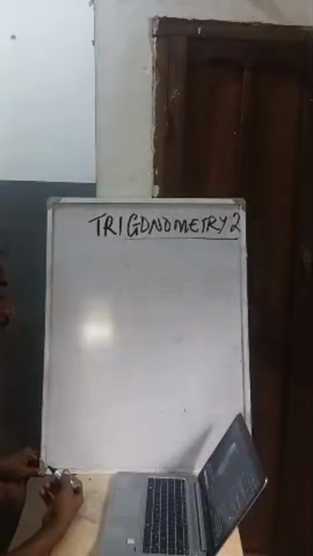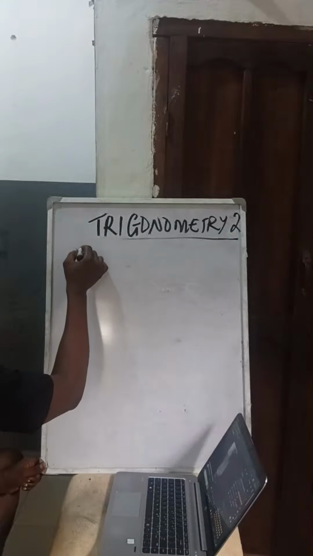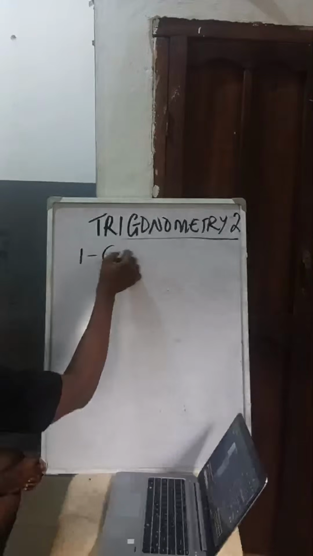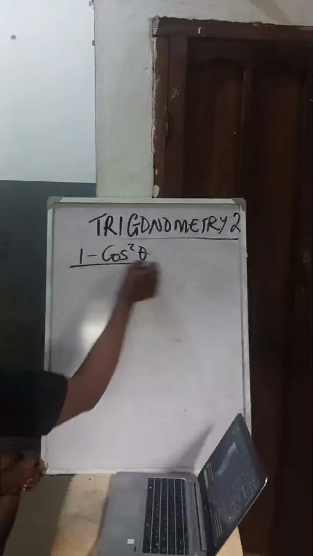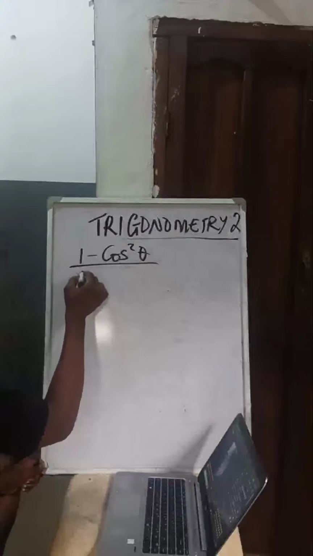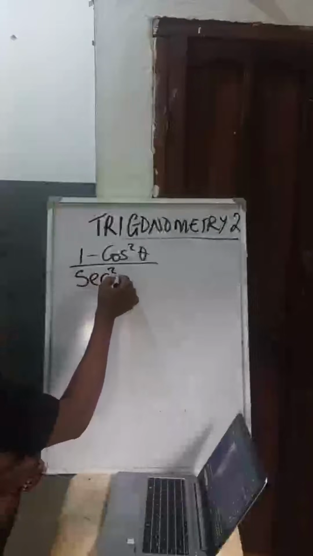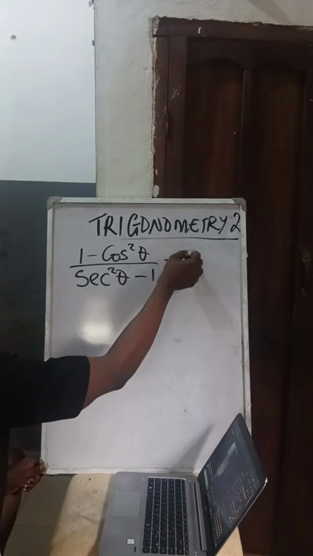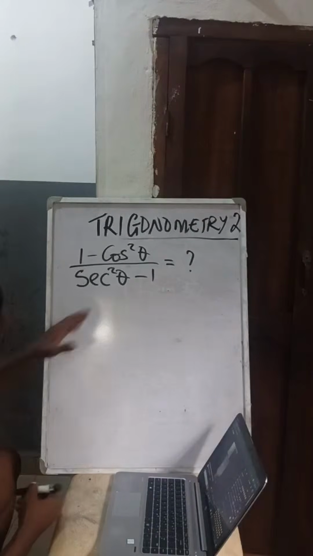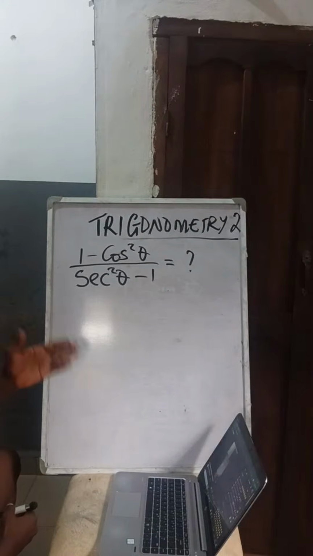Now, there is what we call 1 minus cos squared theta over sec squared theta minus 1. So this is equal to what? What is the answer?